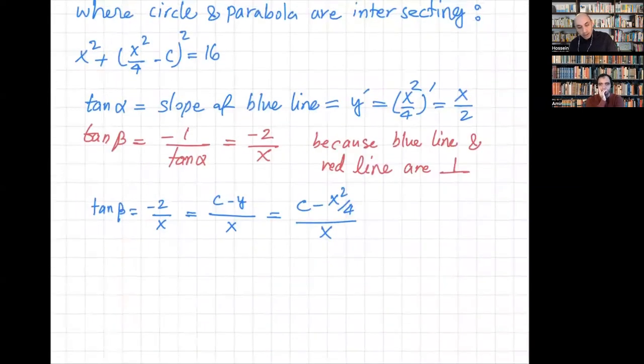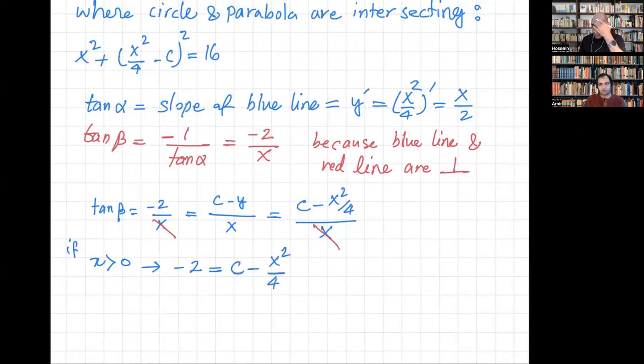So I can simply cancel x on both sides of the equation. You know that x is positive and also non-zero, so you can simply cancel it. So -2 is going to be equal to c minus x squared divided by 4.